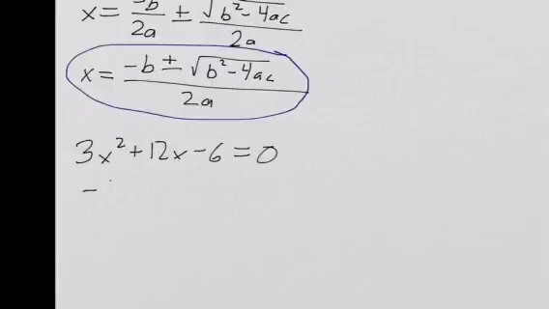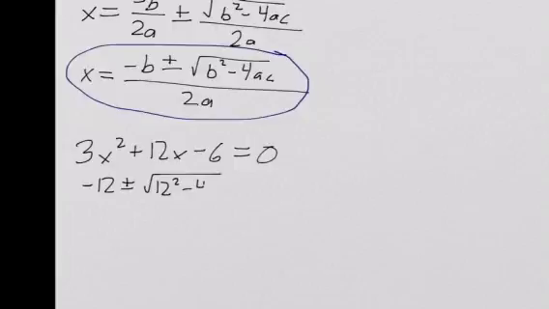So it's going to be negative 12, I'm sorry, I messed that up. It's going to be negative 12 plus or minus the square root of 12 squared minus 4 times 3 times negative 6, all divided by 2 times 3.